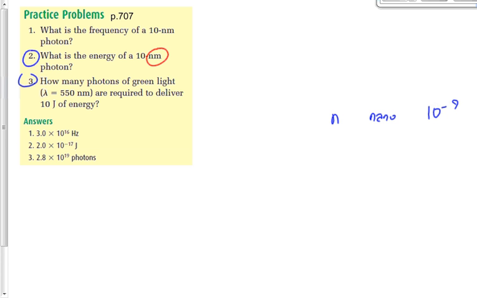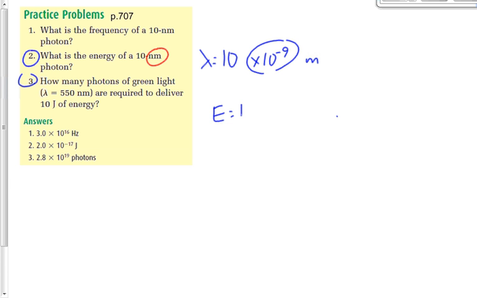So what I want to do in this case is simply replace the nano, the N, with times 10 to the minus 9, right? So this 10 to the minus 9 replaces the N. So it becomes 10 times 10 to the minus 9 meters. I want to find the energy of that. What variable were we just given? That's right, it's lambda. It's the wavelength. We're looking for energy, so E is equal to hc over lambda.